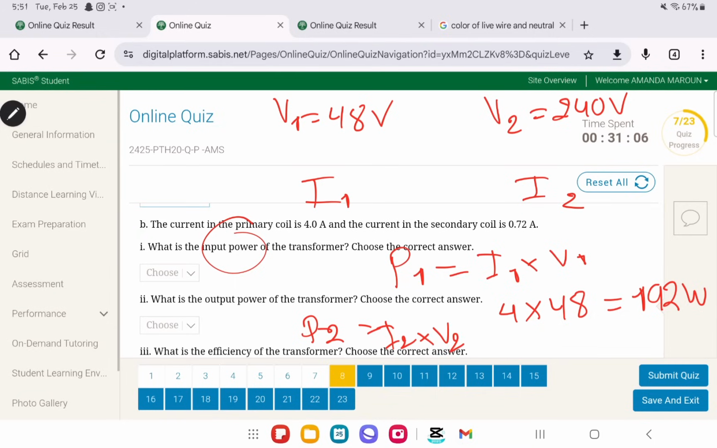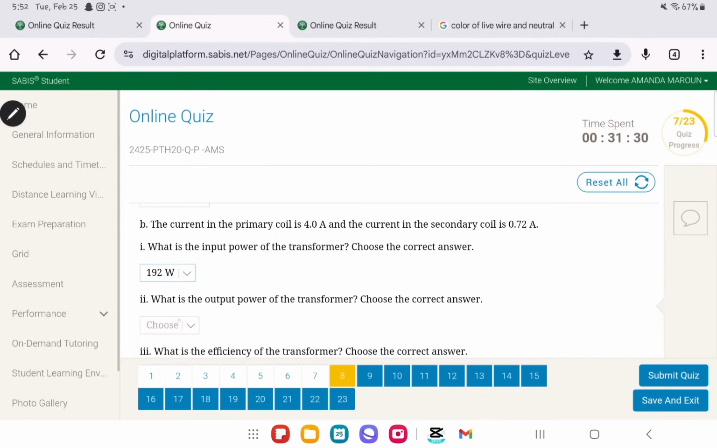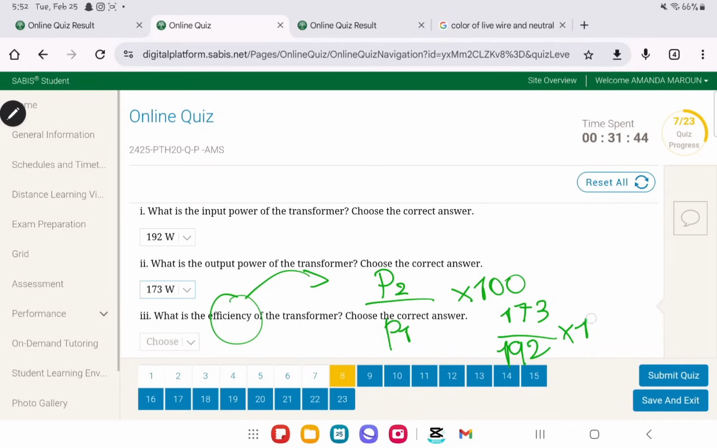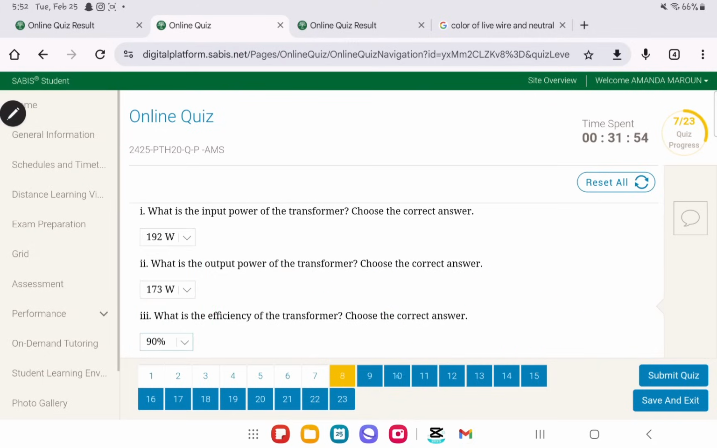So I2 is 0.72 and V2 is 240 volts. So very simply 0.72 times 240 volts, you are going to get an answer of 172.8, rounded to 173 watts. So here it is 192 watts, here it is 173 watts. Now they need the efficiency. The equation of efficiency is power 2 over power 1 times 100. So 173 over 192 times 100. Put it on the calculator. You are going to get an answer of approximately 90%.